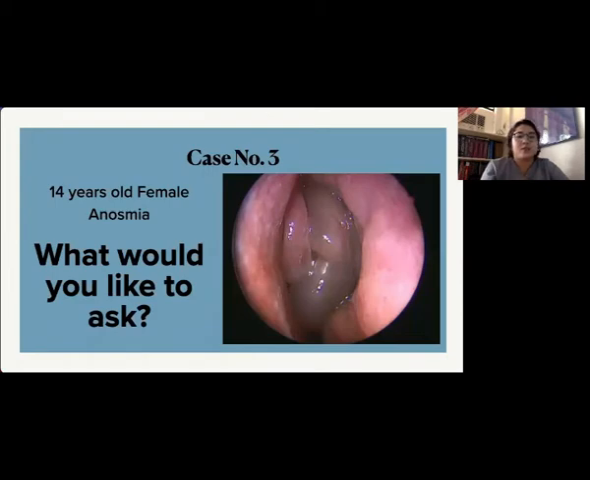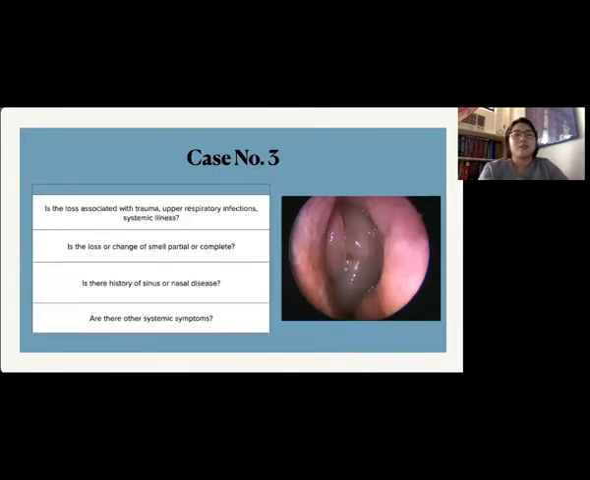After head and neck, we go to anterior rhinoscopy. A 14-year-old male came to you with anosmia. What would you like to ask? I'd like to ask: is the loss associated with trauma, upper respiratory infection, or systemic illness? Is the loss or change of smell partial or complete? Is it on the right nostril only, or on the left?